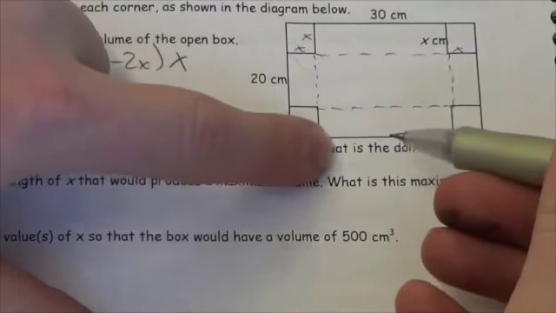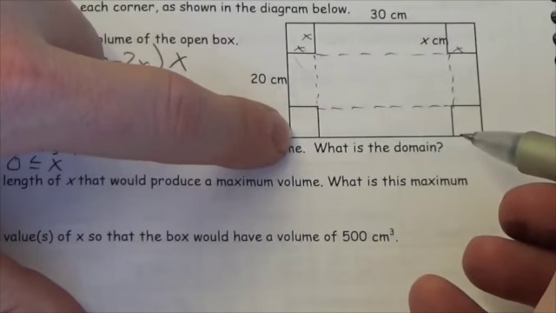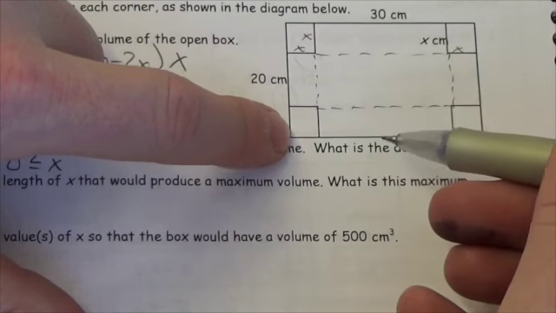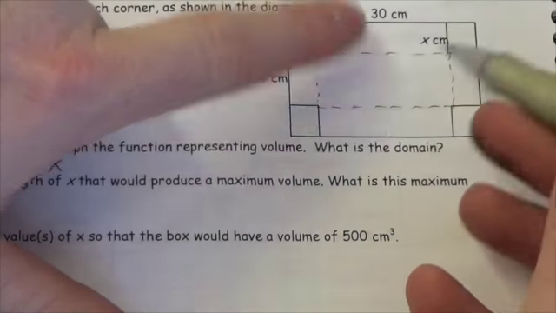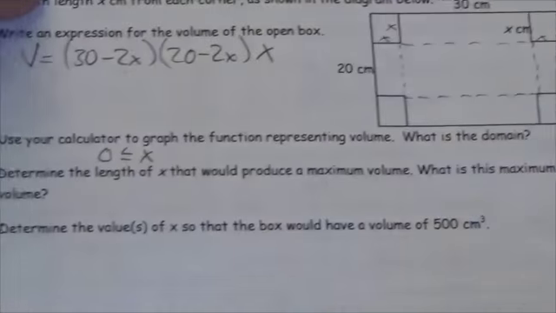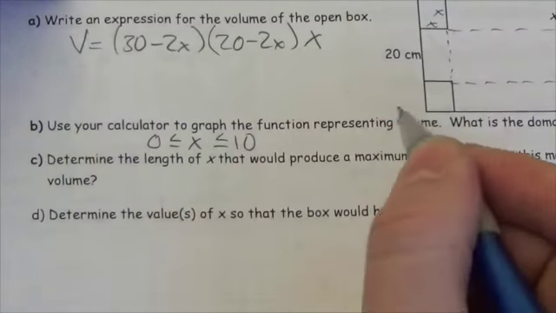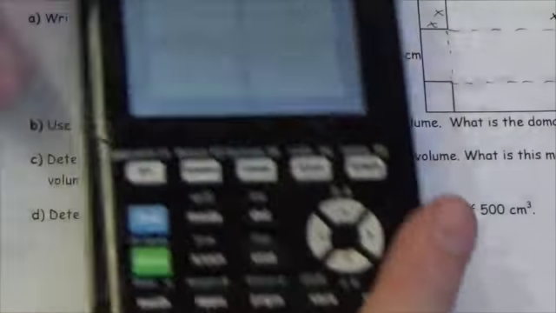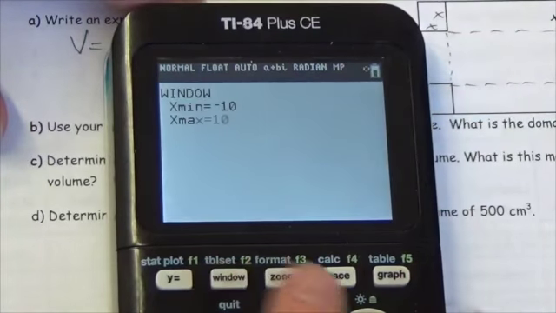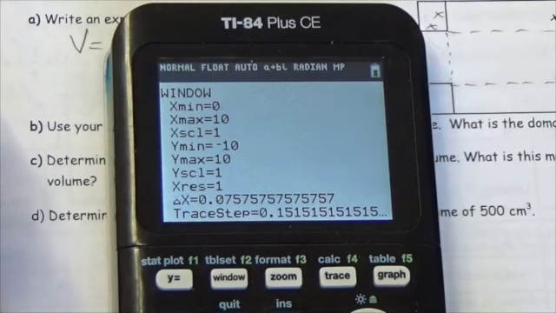If I come at it from this direction, the largest that I could get is going to be 15, because if I come 15 in this way, 15 in this way, I meet the middle, I'm cutting it in half. So my natural restriction here is going to be x less than or equal to 10. So now I'm going to go back to my calculator here, and I'm going to make my window settings. I'm going to go from 0 up to 10 here.